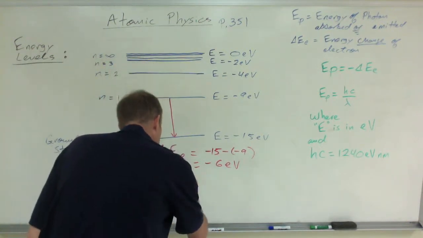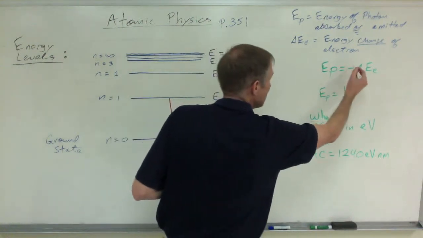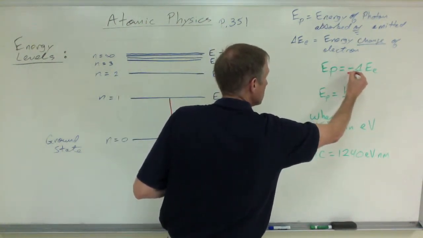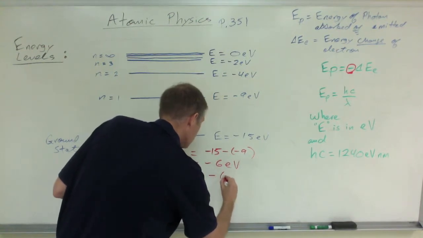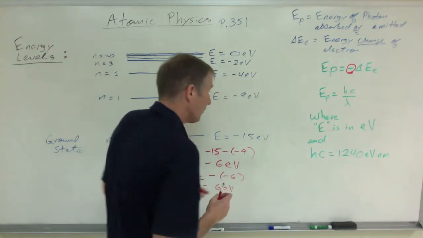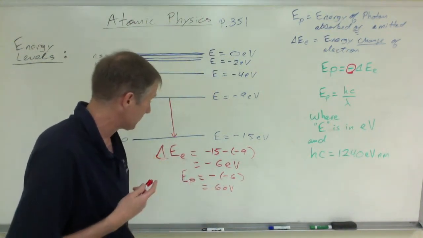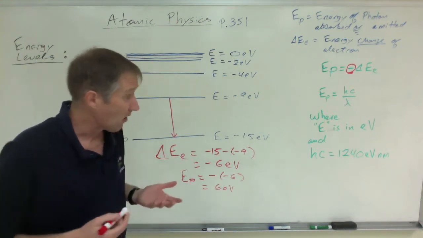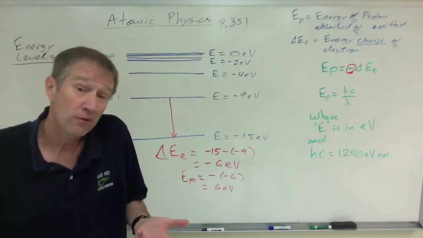So what is the energy of the photon? Notice the negative sign that's built into the equation here, all right? Right there. So that's -6 is 6 electron volts. So that photon has 6 electron volts of energy. Now, what's the actual wavelength of that? So, what color is that, for example?